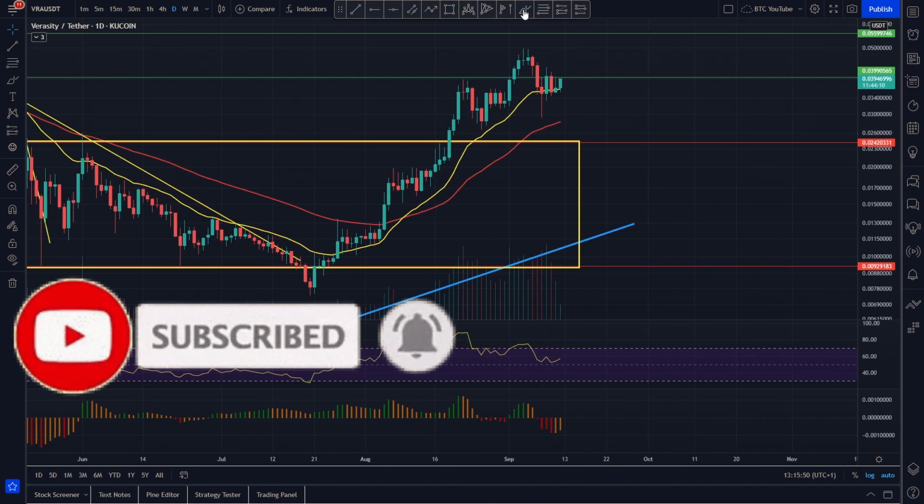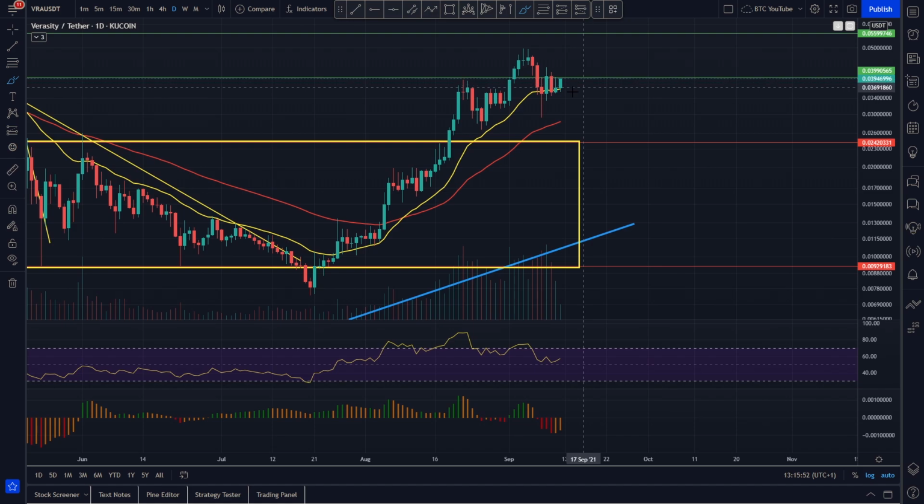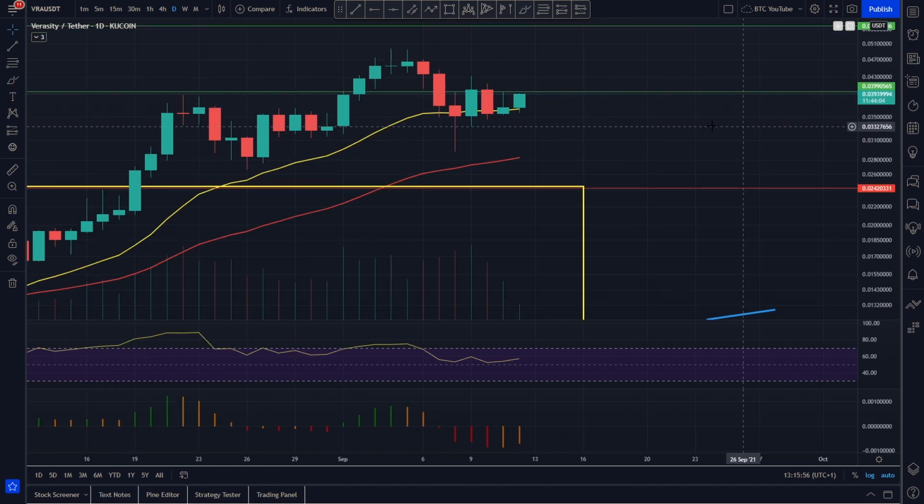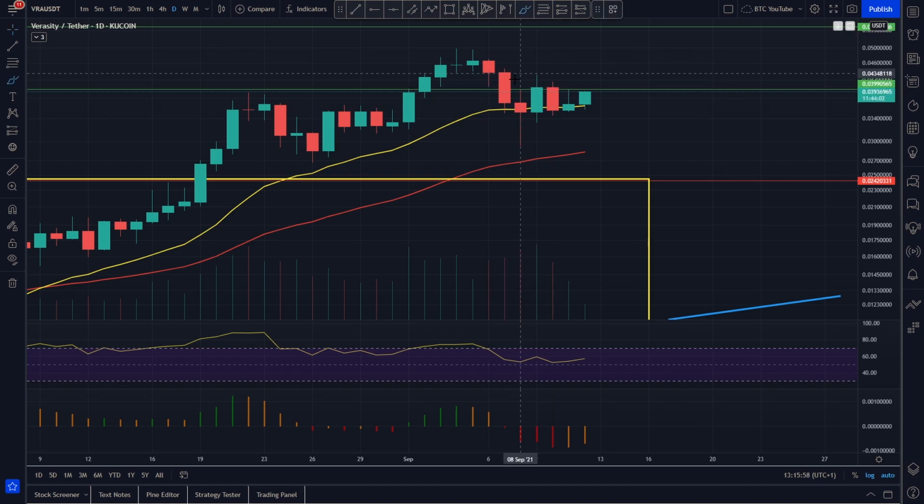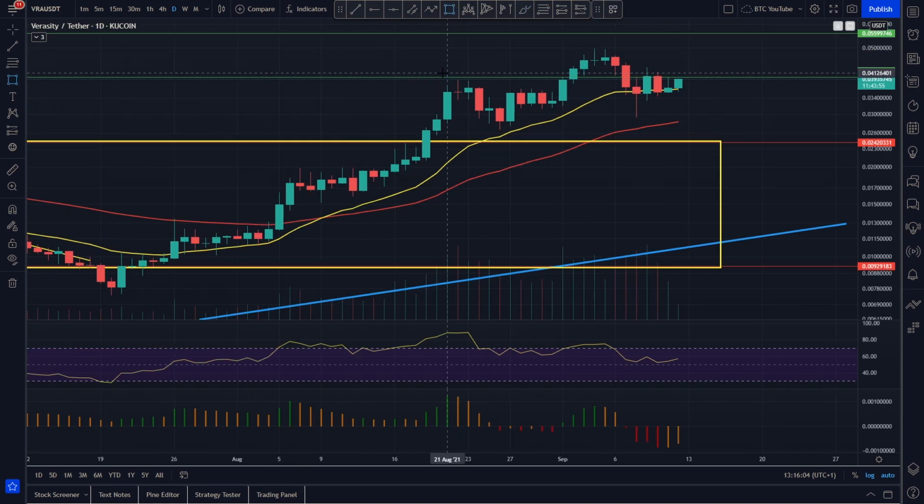And you can see what's happened here. Verasity is holding the 20 moving average like an absolute beast, isn't it? We'll just zoom in even more so you can see exactly what's going on here. You can see over the past week, we rolled over, obviously. We came down, we tried to find support. We found it at this previous range.